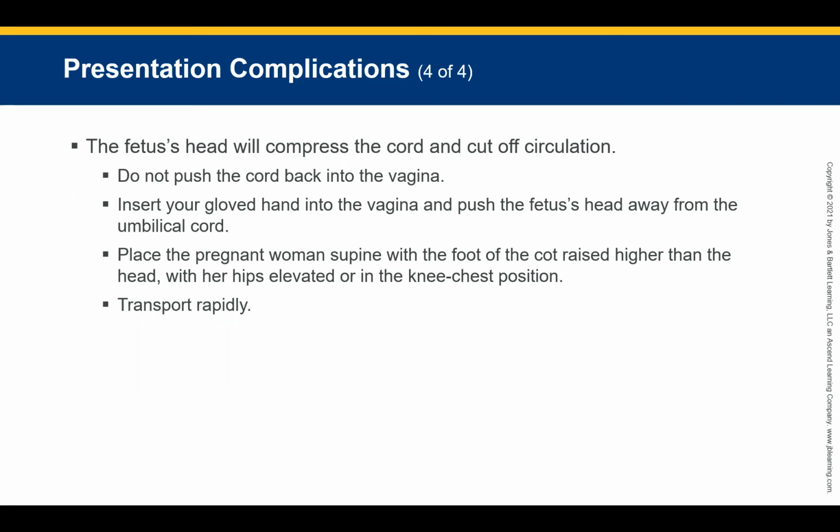Place the woman supine with her foot of the stretcher raised up about 6 to 12 inches higher than her head, with her hips elevated on a pillow or folded sheet. Alternatively, the woman may be placed in the knee-to-chest position. Wrap a sterile towel moistened with saline around the exposed cord and give the patient high flow oxygen and transport rapidly.